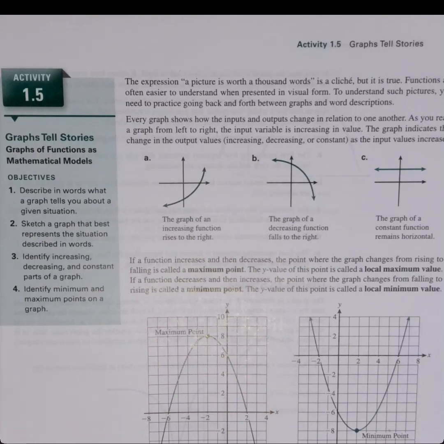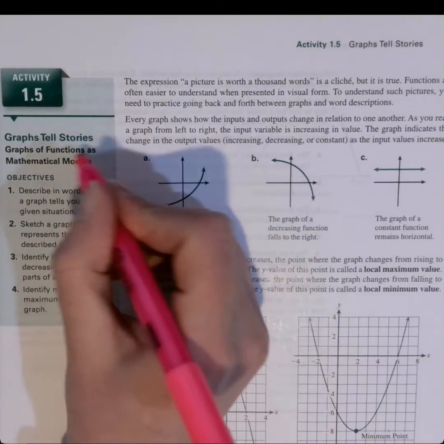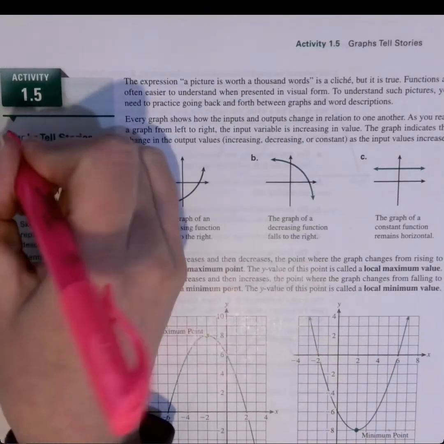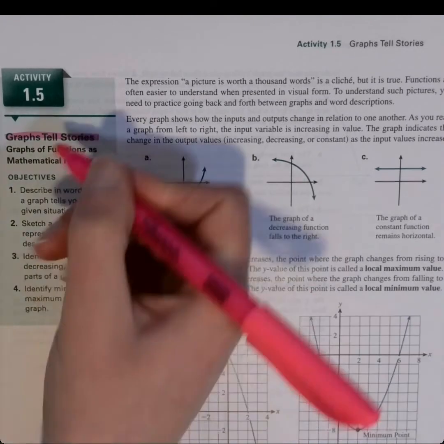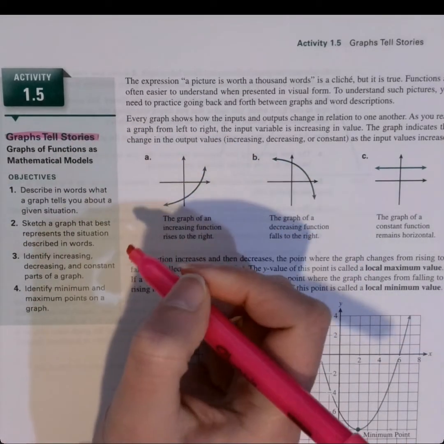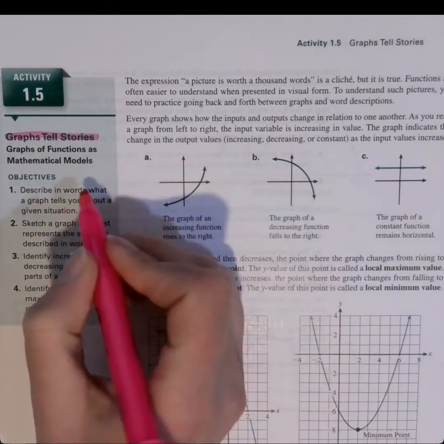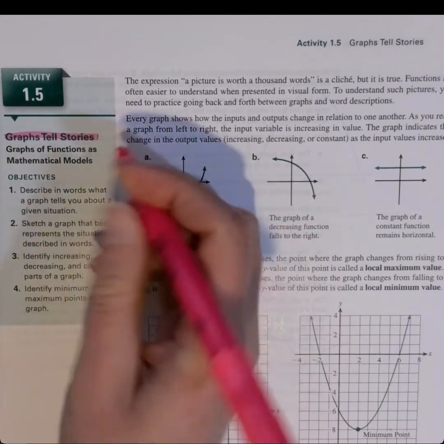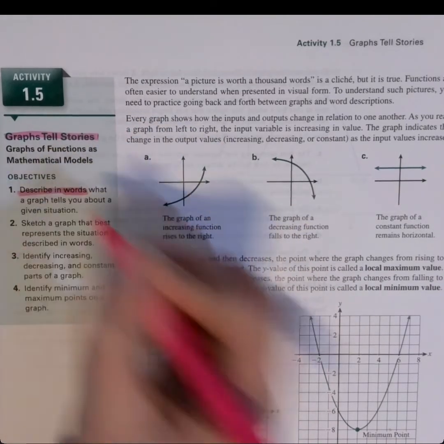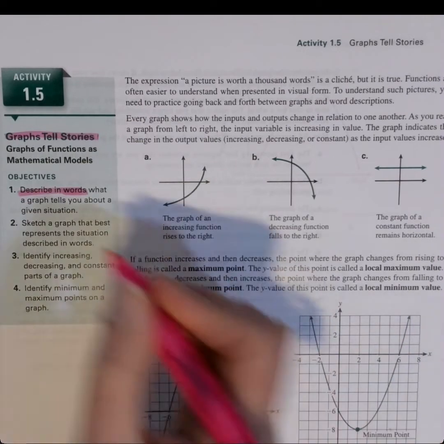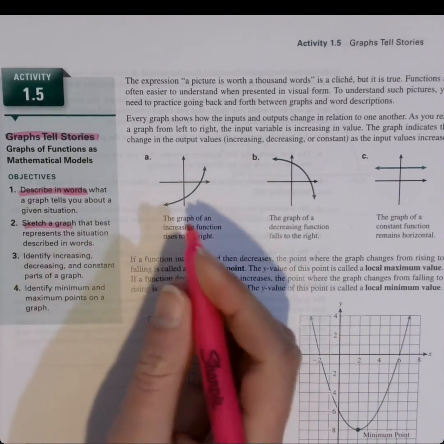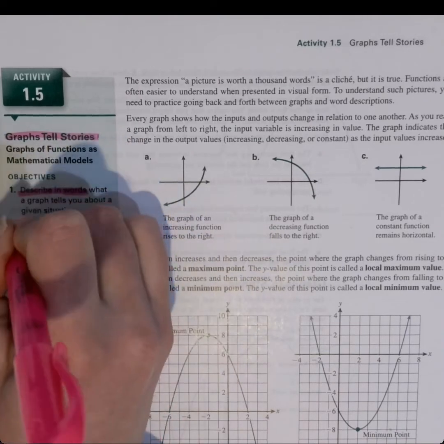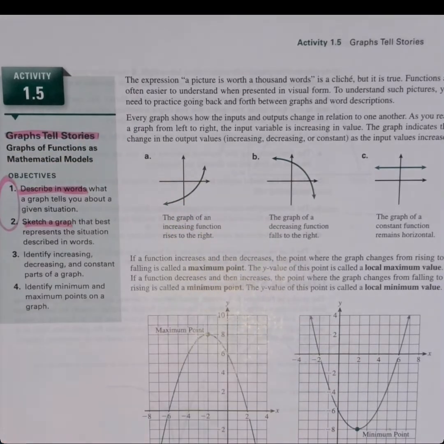Section 1.5 here, we're looking at graphs of functions as mathematical models and graphs telling stories. I guess that is actually the most important part of the section, that title right there. We're looking for our objectives here to describe in words what a graph tells you about a given situation. Then we're also going to do the reverse, sketch a graph that best describes the situation described in words. So those two relate closely to each other, forward and backward, the descriptions.